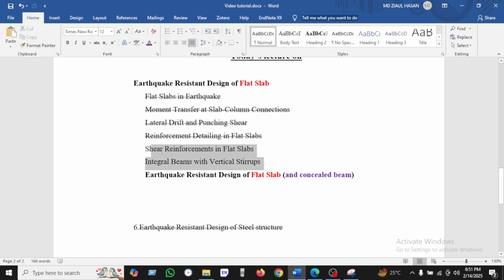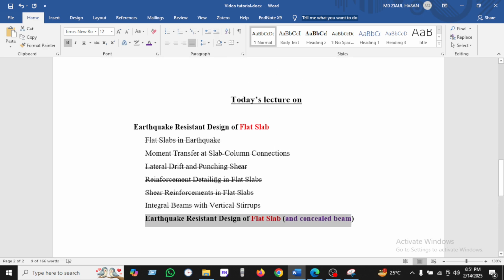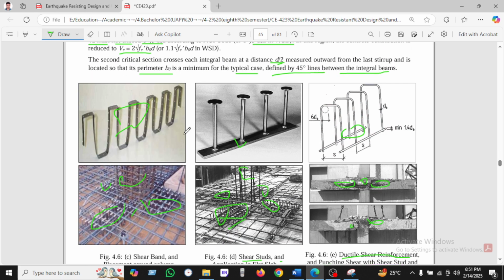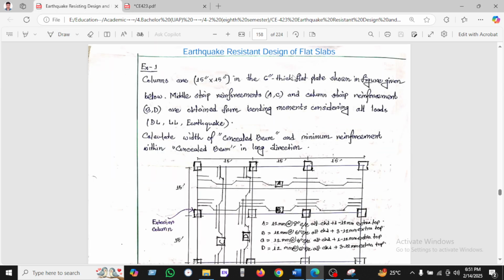Now these two cases are completed. Now see the earthquake resistance design of slab or concealed beam. This is the last portion of today's lecture. Okay, so we can see here the earthquake resistance design of slab.